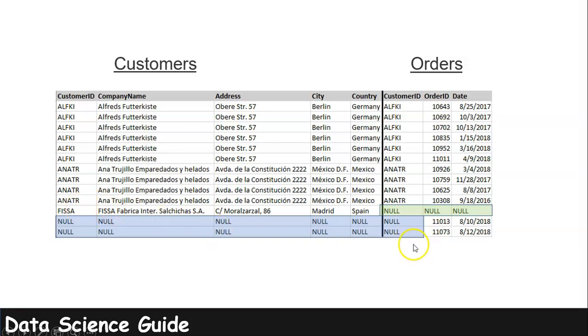And at the same time, we have two orders here in the orders table without the customer ID or customer name. The customers here are unknown, but we still need to show these orders based on the full outer join. So when you have full outer join, you expect to find null values in both tables, or in all tables if you have more than two tables joined.